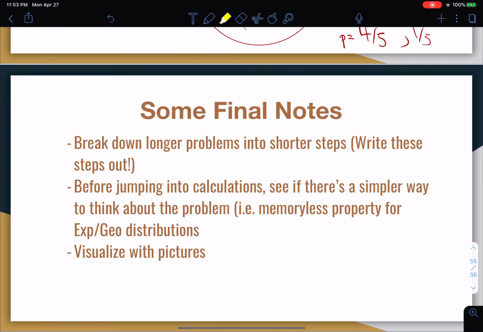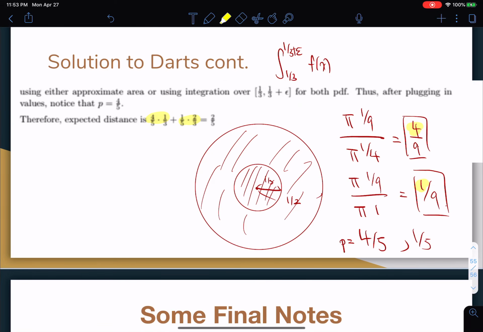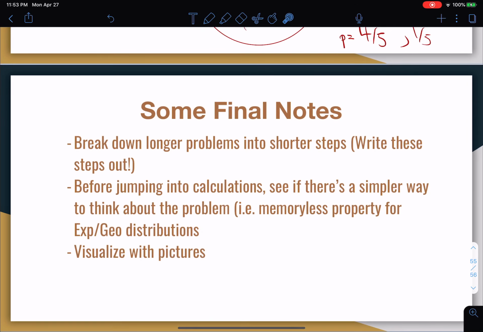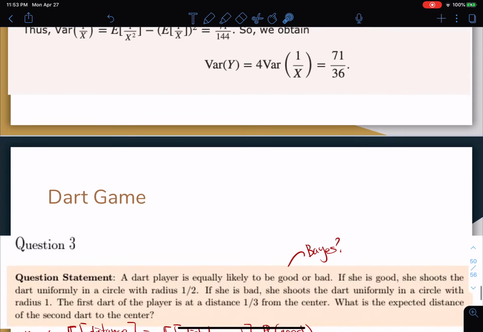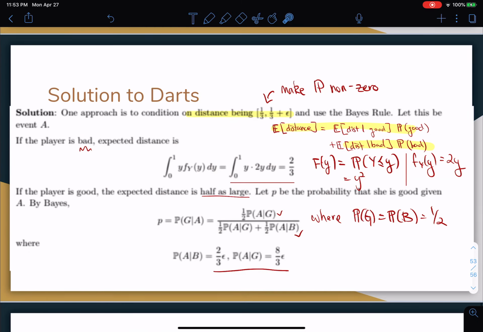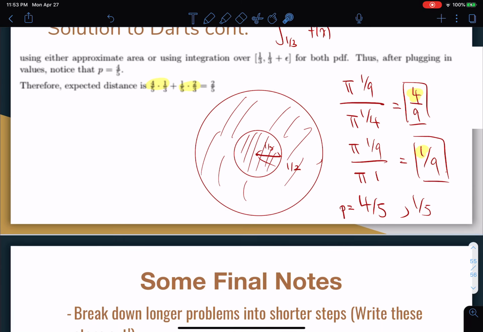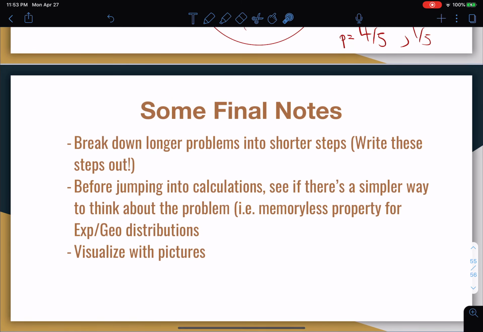Just some final notes. Visualize things with pictures, like I did with this one. Break down problems into shorter steps. Before jumping into calculations, just see if there's an easier way to solve these questions. A lot of the times there are tricks that we can use, and you can solve these questions without using tricks, but that's going to require a lot of calculations. So make your life easy.